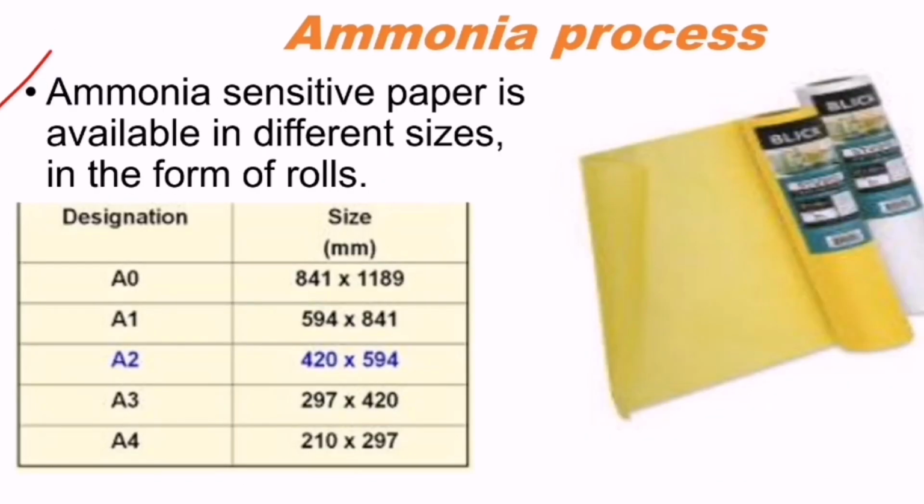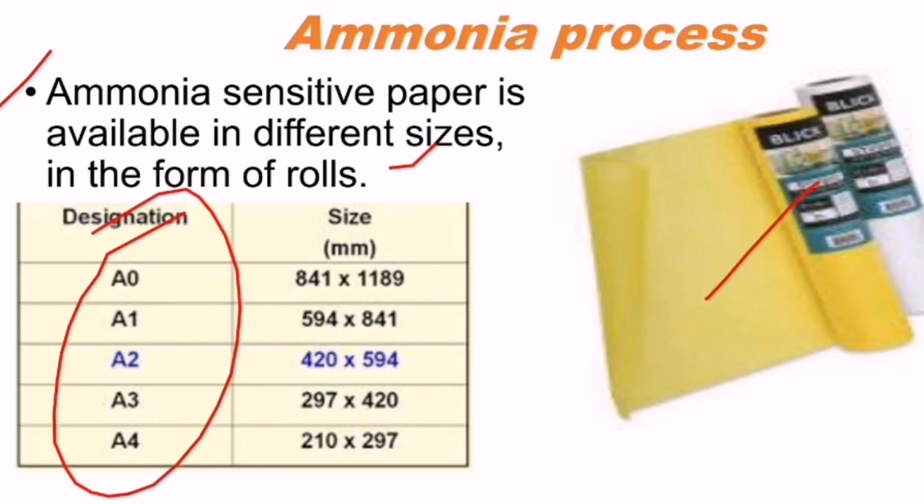Ammonia sensitive paper is available in different sizes in the form of rolls. So these are the different sizes. These will be available in the form of rolls.